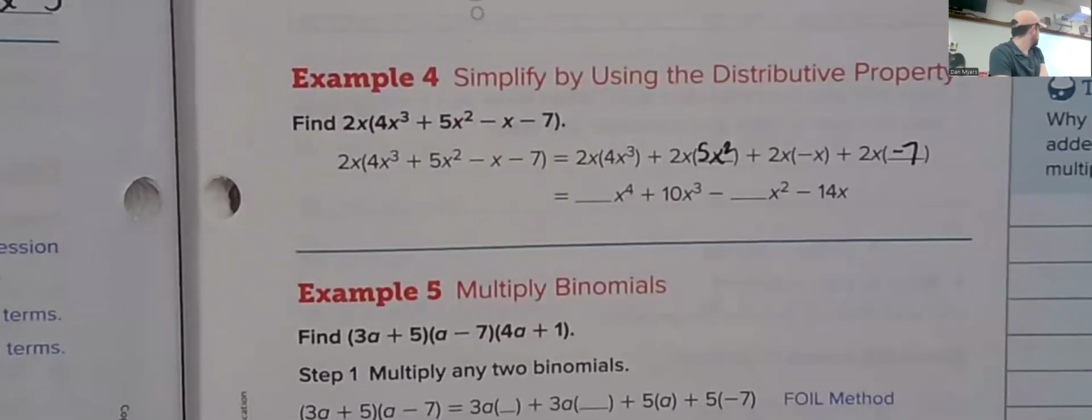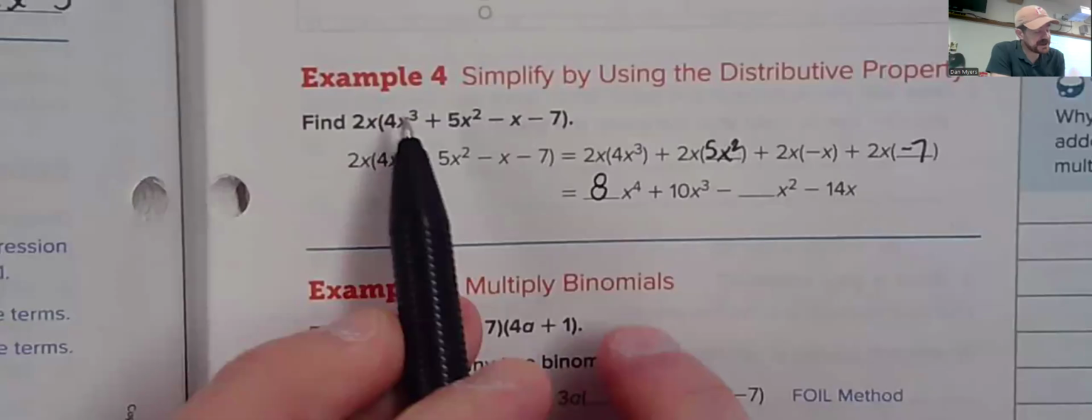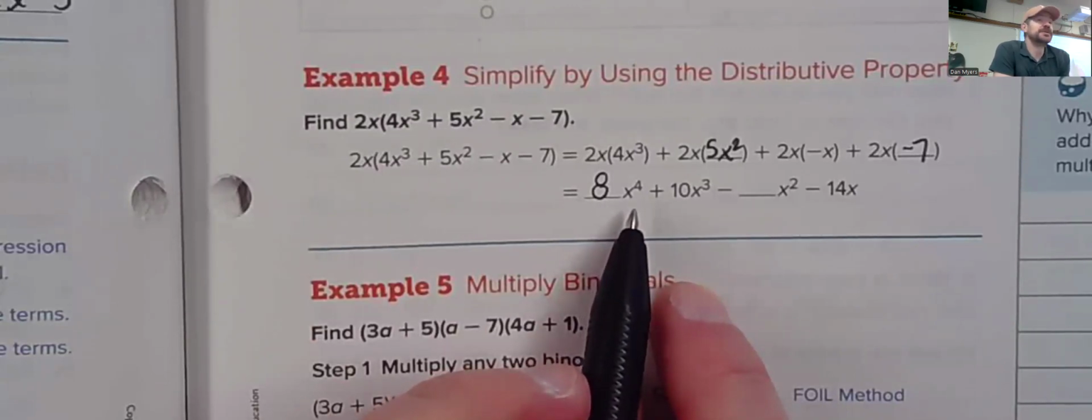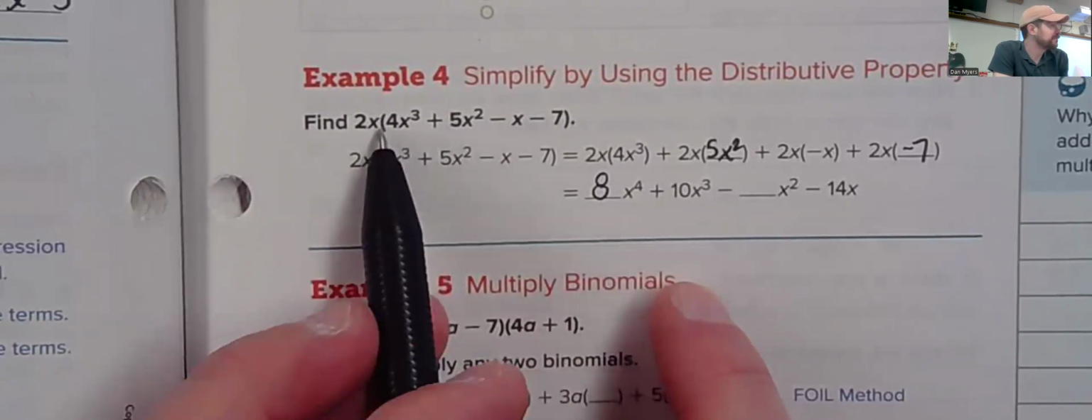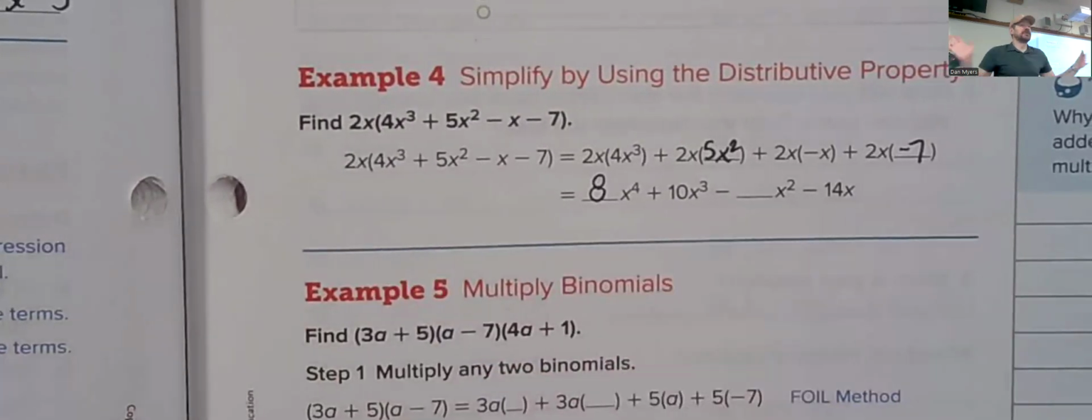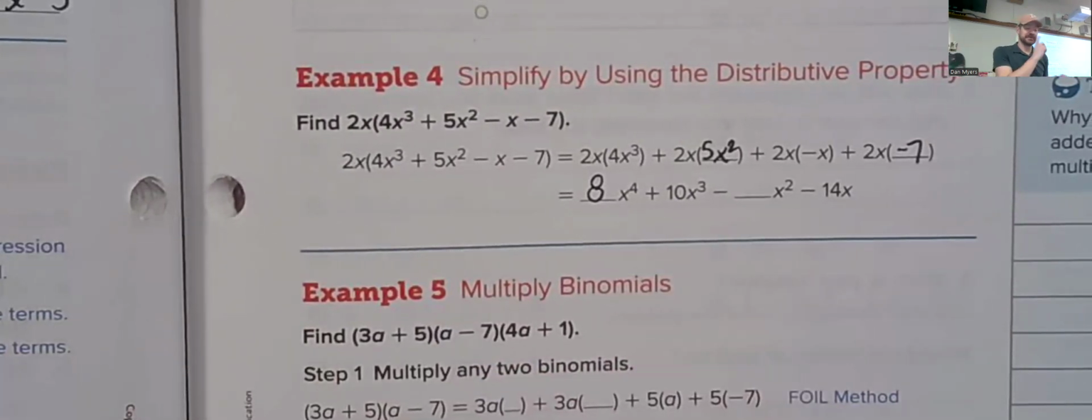I would just go ahead and say 2x times 4x cubed. 2 times 4 is 8. And then x cubed times x, you would add the exponents together. 1 plus 3 would be x to the 4th. So this is where we start adding exponents. When you multiply terms together and you have the same variable, you add the exponents with that same variable. If the variables are different, don't add the exponents. You can only add the exponents when the variables are the same.